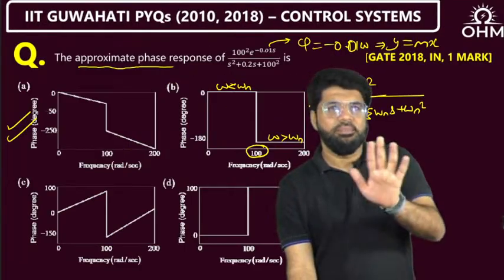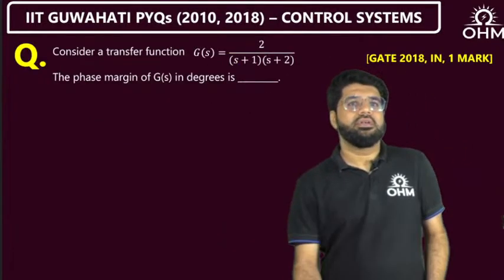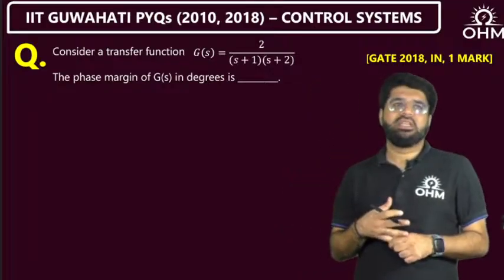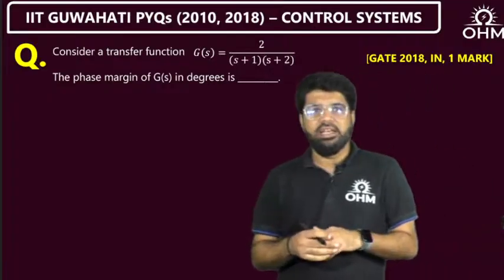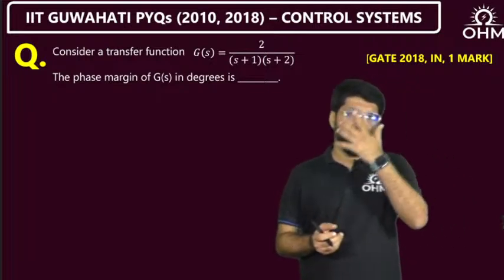So I'll say this is a simple but a little bit different question. Now, GATE 2018 IN 1 mark question. Again, GATE 2018 instrumentation 1 mark question on the phase margin. Consider this transfer function. What is the phase margin in degrees?